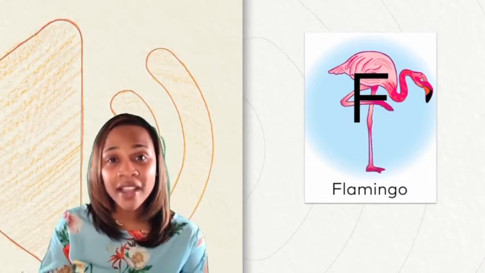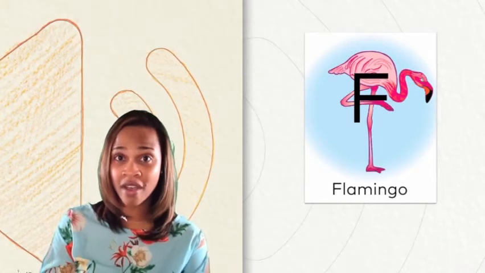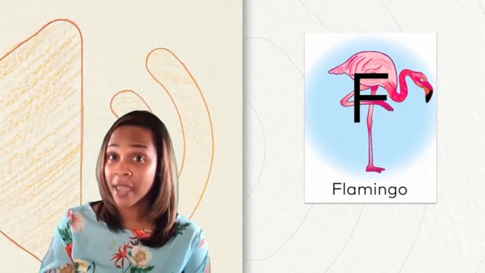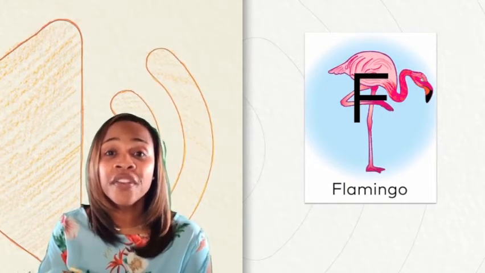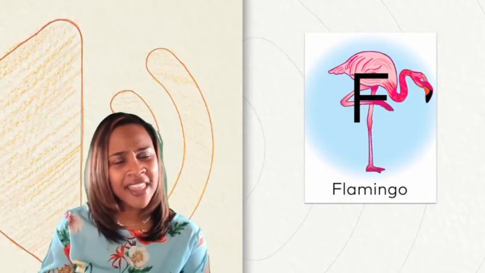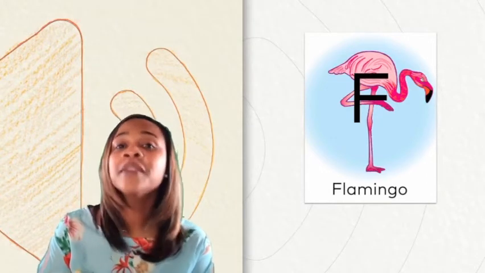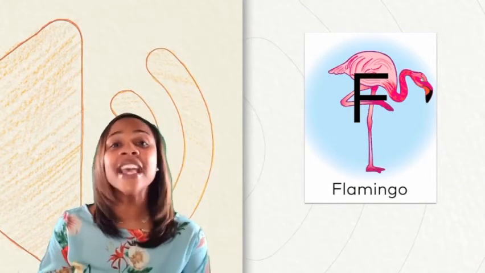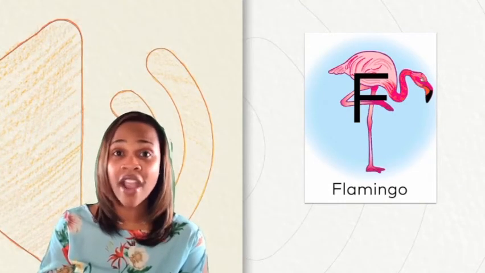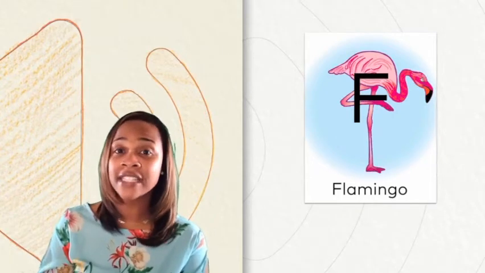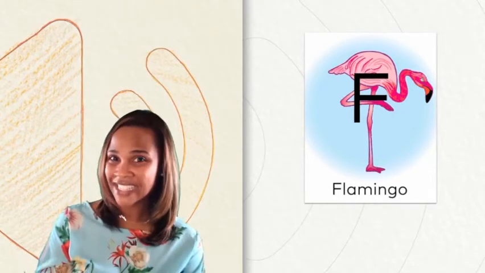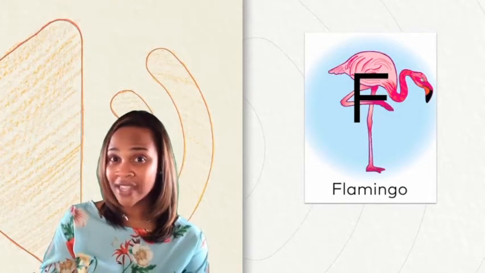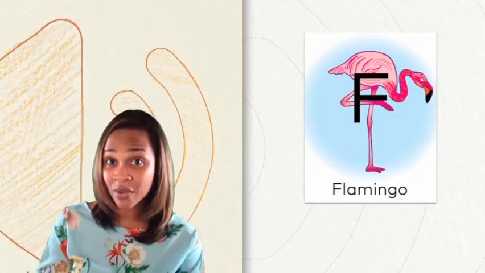This is a picture of a flamingo. The sound we hear at the beginning of the word flamingo is the F sound. Can you make that sound? F. Yes, the F sound is the sound we hear for the letter F. F says F, just like in flamingo. Can you think of some other words that make the F sound?